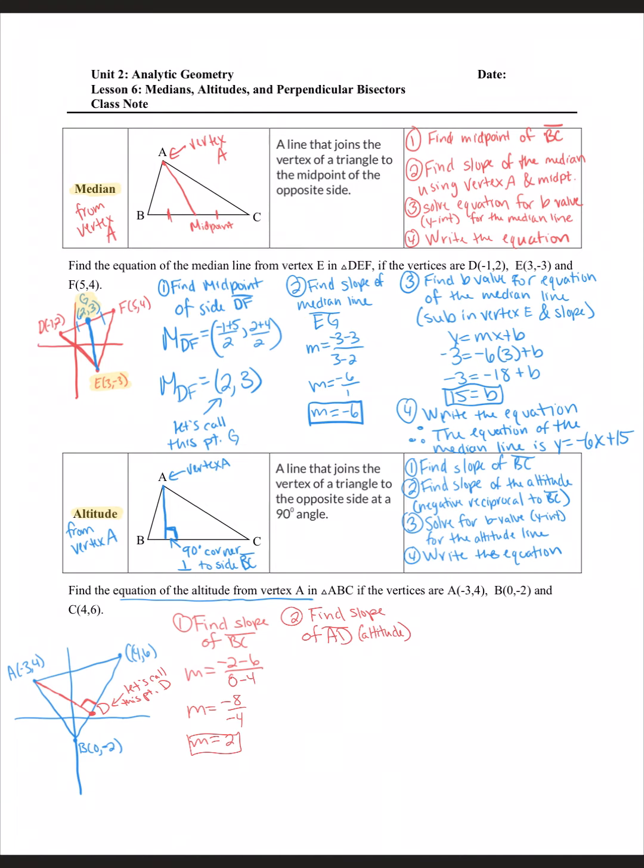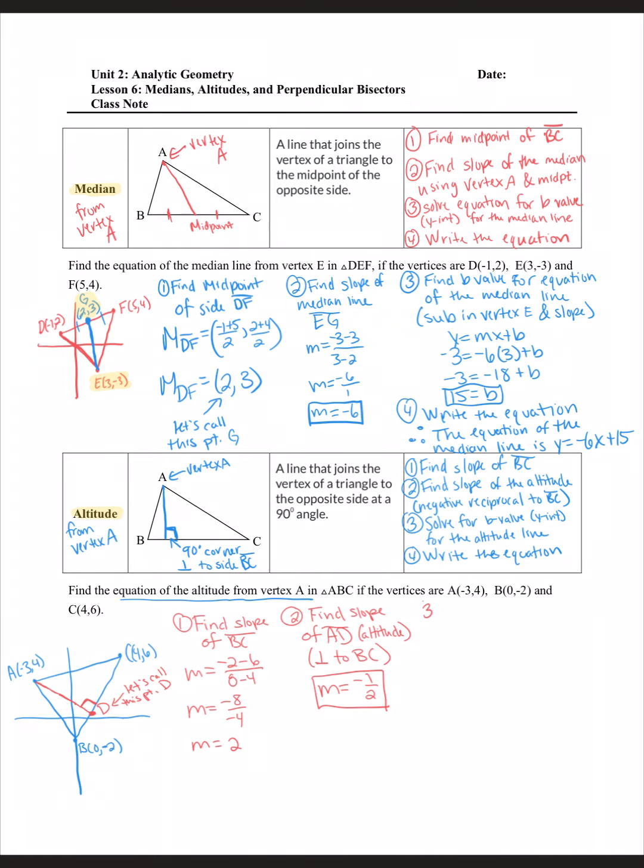Okay, so since we know it's going to be perpendicular to BC, we can just take the slope we found in the previous step and take its negative reciprocal. So we're going to flip it and change the sign. So I'm going to uncircle this because this is not the slope that we want to use for our equation. That's just our first slope we found. So the negative reciprocal slope is going to be -1/2. I'm going to circle that one.